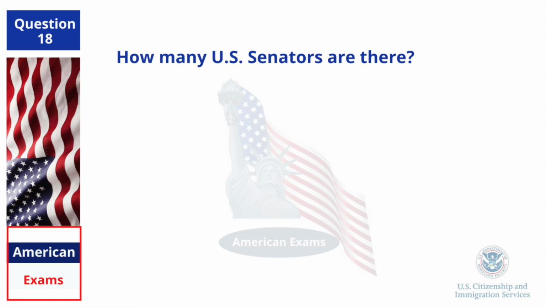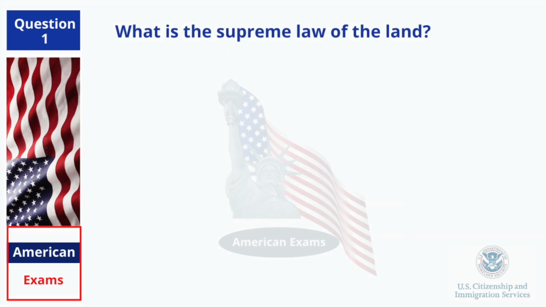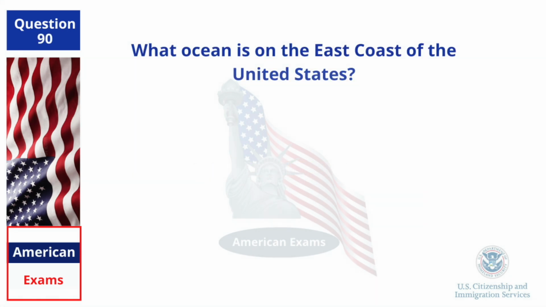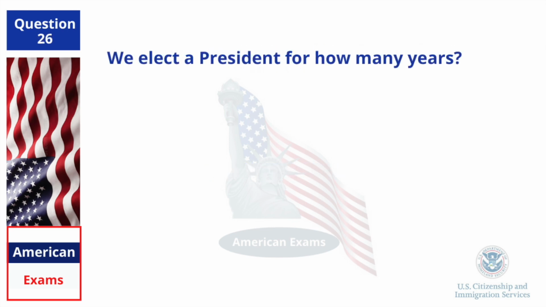How many U.S. senators are there? 100. What is the supreme law of the land? The Constitution. What ocean is on the east coast of the United States? Atlantic Ocean. We elect a president for how many years? 4.